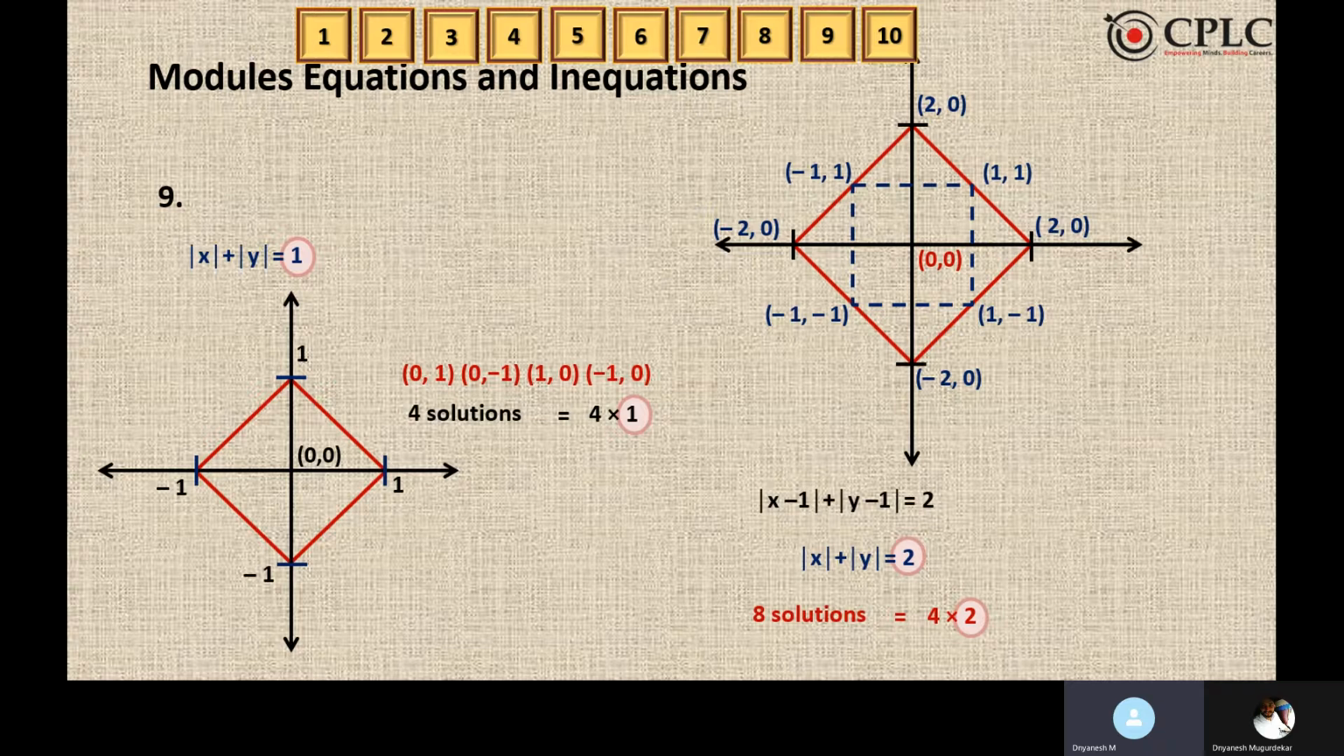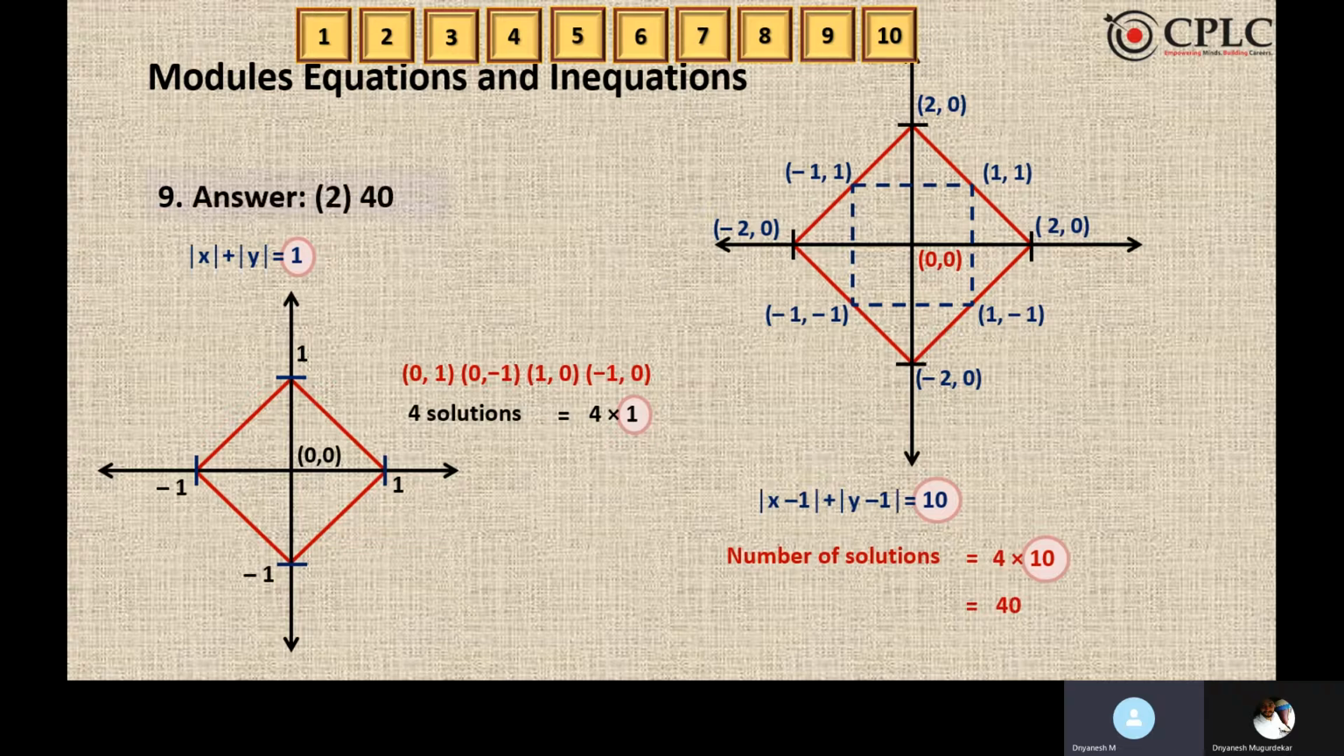Applying and continuing the same logic, in our question it is equal to 10. So for 10, how many solutions should you get? If you continue the pattern, you should get 40 different solutions. So for the ninth question, option 2 is your answer. This is the way to think about it. Remember this very, very important idea in a different manner.